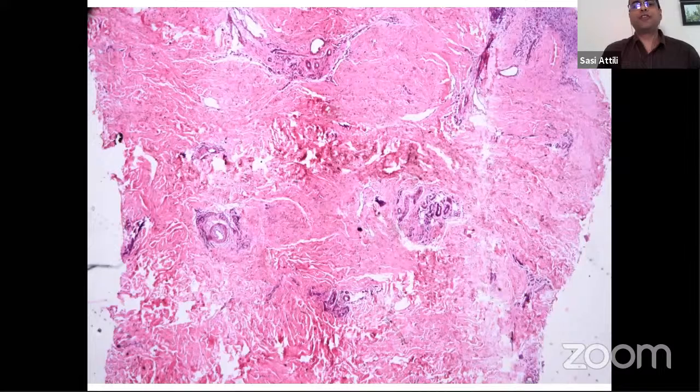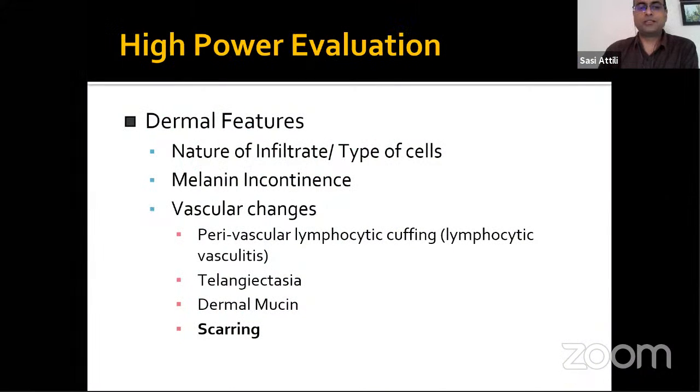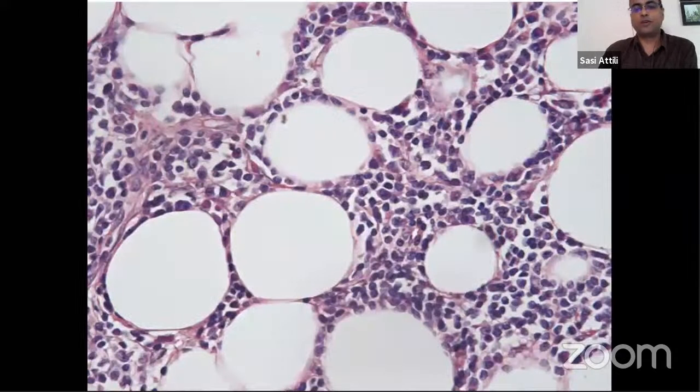It's a classical case of morphea. Morphea, yeah. You're seeing loss of appendages. Morphea can have lichenoid interface change, and that is the reason I put this case here. So presence of scarring is the next dermal feature you look for. Just because you're seeing an interface dermatitis, please do not exclude the diagnosis of morphea. Morphea can have interface change in a number of cases. So presence of scarring is the next feature we look for.